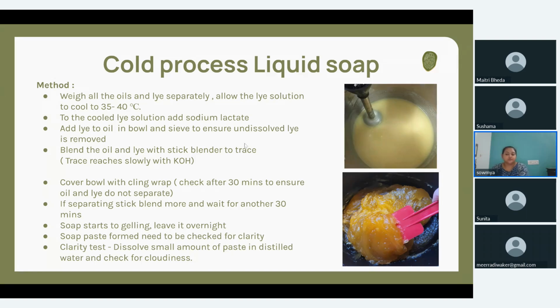So in cold process, what we will do is weigh our oils and lye separately in containers, and then we will allow the lye solution to cool down. And then to this cooled lye solution, we will add our sodium lactate. Okay, that is one of the additives which we will add. And then once the lye and the oil is cooled and it is at 30 to 40 degrees, we will start our soap making process. Also, before adding the lye solution to our oil, we will sieve our lye solution in case there are any impurities.